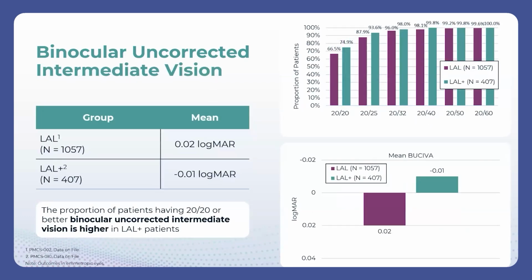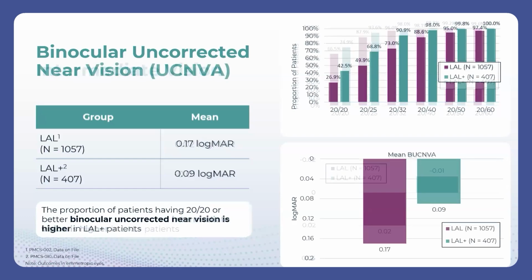Intermediate, we do start to see a little bit of a difference. The proportion of patients having 20/20 or better uncorrected intermediate vision, so vision at 66 centimeters, was significantly improved, although maybe not a crazy amount, but improved nonetheless, LAL plus compared to the LAL. And now reading, that difference is a little bit more pronounced. We are seeing a more dramatic improvement up close for binocularly uncorrected near vision patients, LAL plus compared to the LAL.